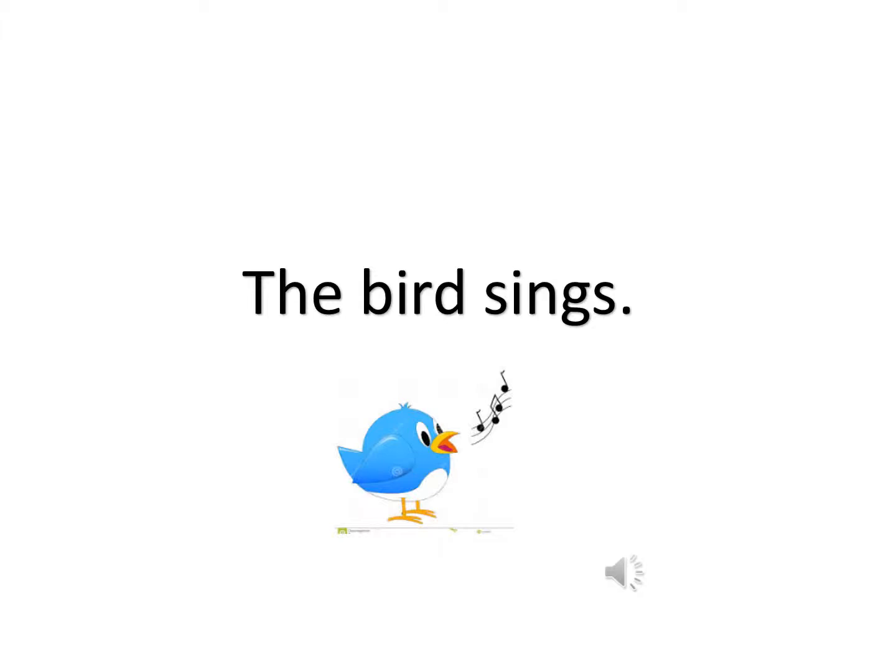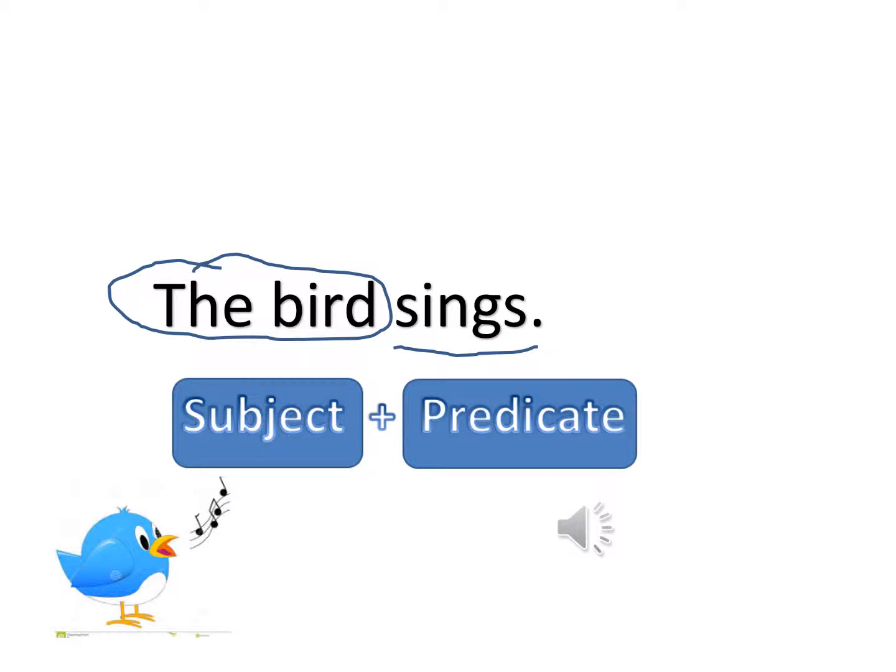Now you try it. I will read the sentence, and you think about what is the subject and what is the predicate. What is the noun? What is the verb? The sentence says, the bird sings, period. What part of it is the subject and what part of it is the predicate? And here's the answer. I circled the subject and I underlined the predicate. The subject is the bird. The predicate is the verb sings.